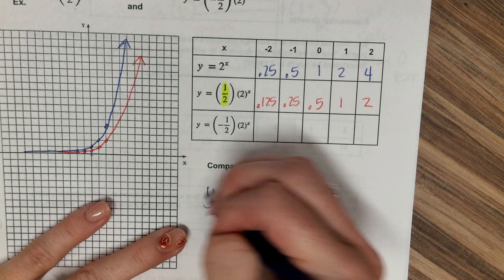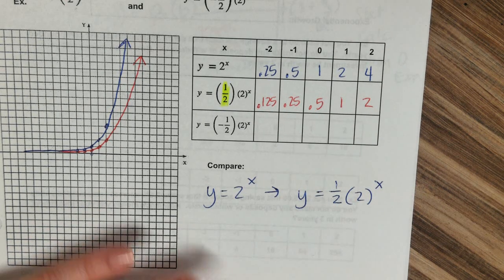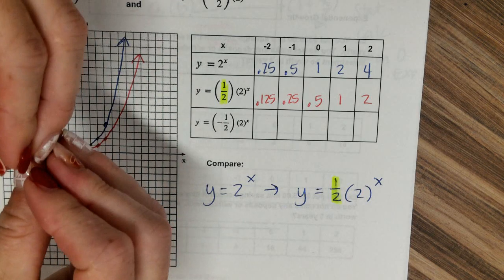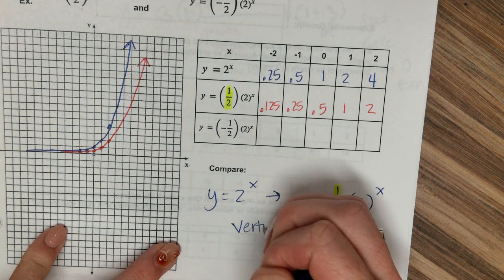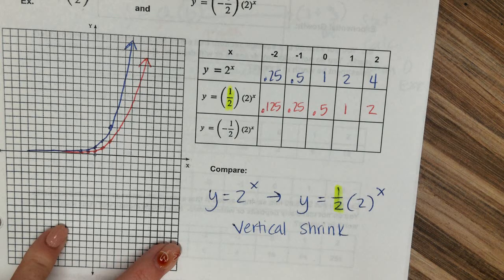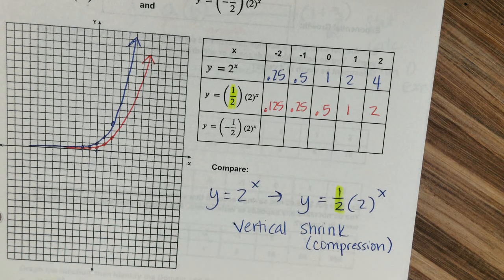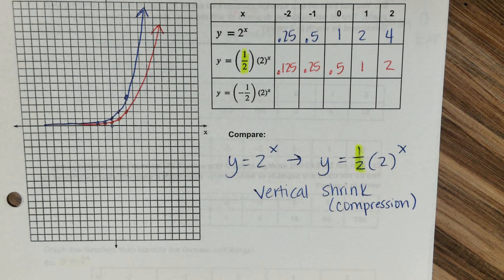Okay, so when we took y equals 2 to the x power and we multiplied it by a fraction, a number less than 1, what happened to it? We didn't vertically stretch it, did we? We kind of horizontally stretched it, which is referred to as a vertical shrink, or also known as a vertical compression. So I'm going to say it again. If you take the function and you multiply it by a number less than 1, like between 0 and 1, it's going to make it a vertical shrink.